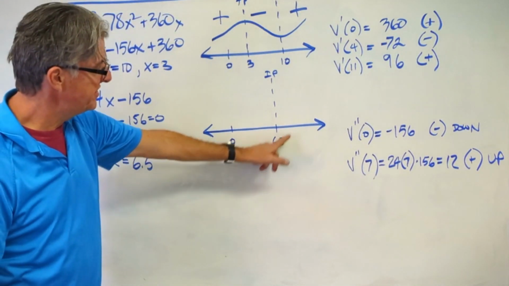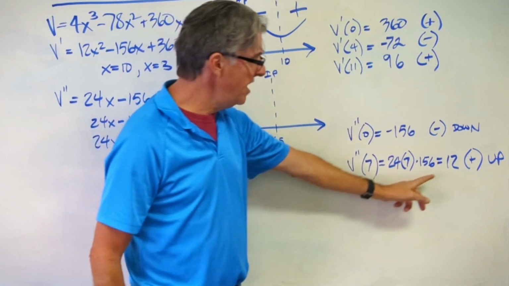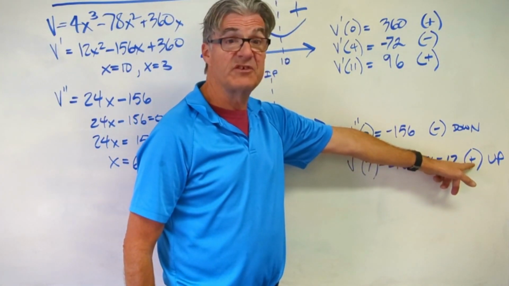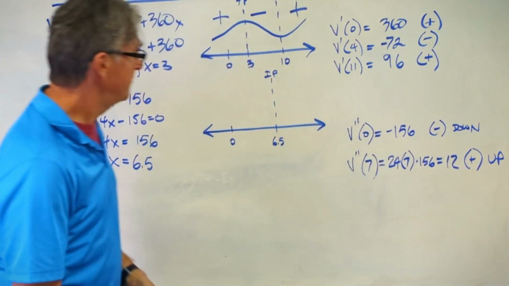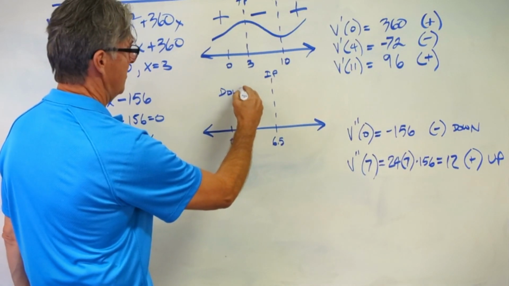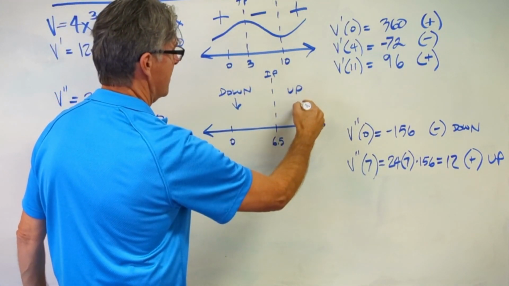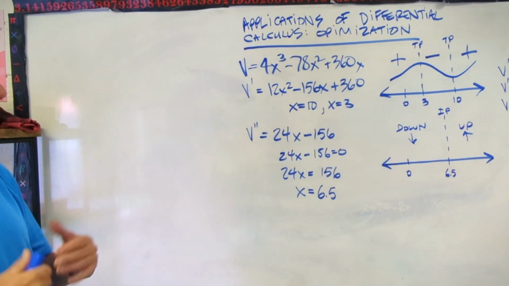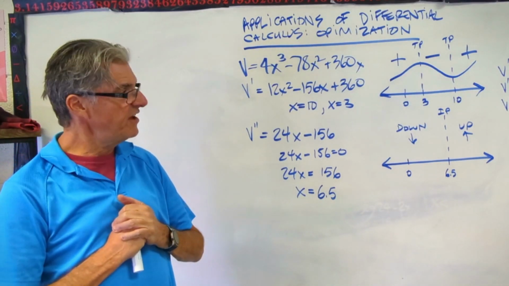Now, I just tested 7, just a little bit to the right of 6.5, and I end up with positive 12. So the second derivative is positive at 7. That means it's concave up at that point. So now what I can do is I can write down here, and I can write up there. Okay? So that also is a confirmation right there.